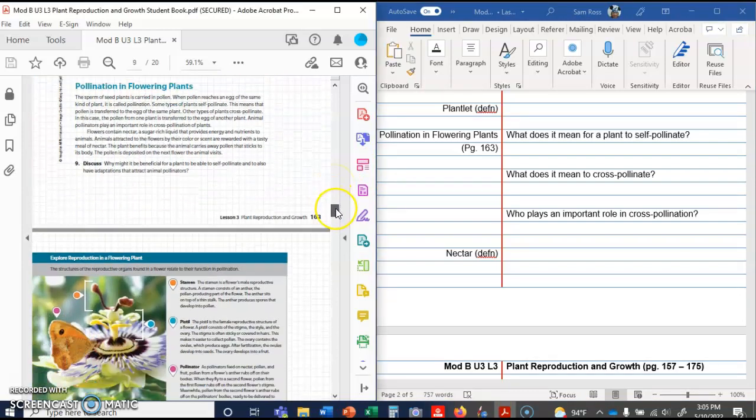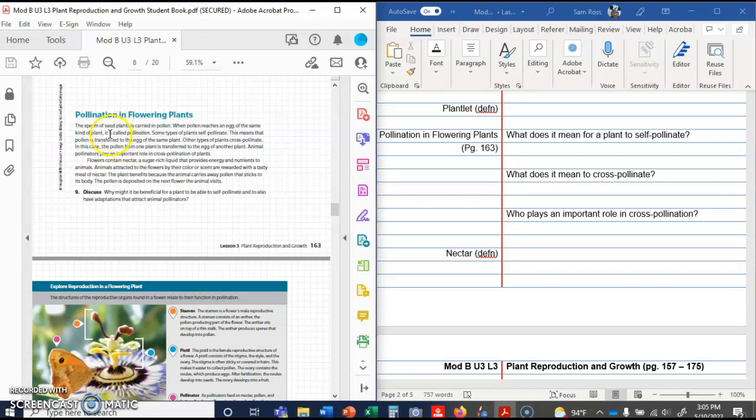This is 163. Down here at the bottom of the page, self-pollinate. Cross-pollination. Other types of plants cross, the sperm seed carries pollen. When the pollen reaches the egg, the same is called pollination. Some types of plants self-pollinate. This means that pollen is transferred to the egg of the same plant.